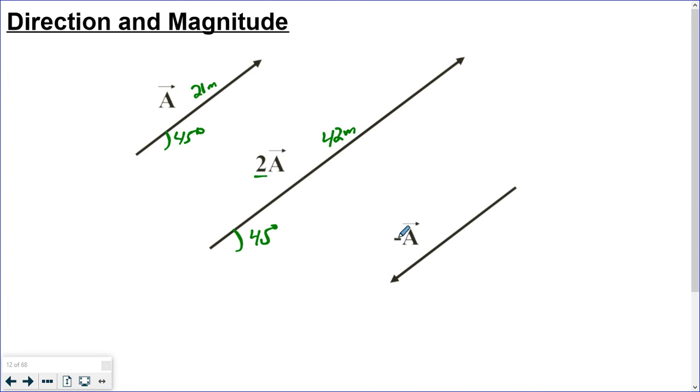If I put a negative in front of it, it stays the same length. So this is negative A. So it's still 21 meters. It's still at the same angle here, 45 degrees. And I'm going in the opposite direction now. I've just started here and now I'm going this direction.